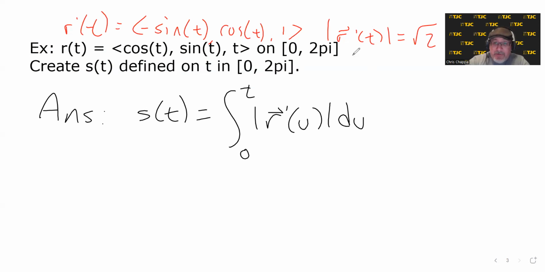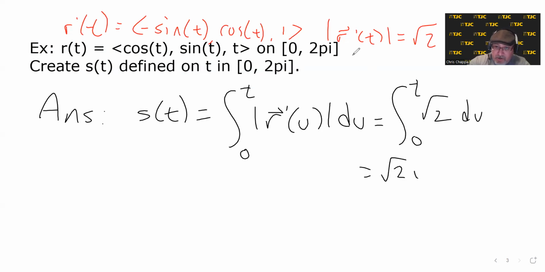It becomes independent of the variable that we're integrating with respect to. In other words, there's no u's in here, just the square root of 2 du. But when we integrate that, we get the square root of 2u from 0 to t. And so we end up getting the square root of 2 times t.